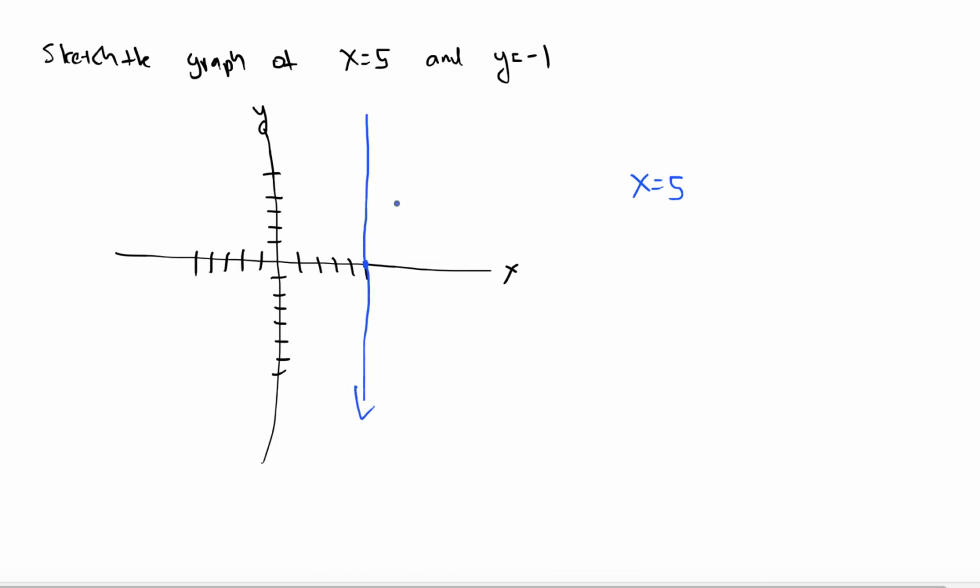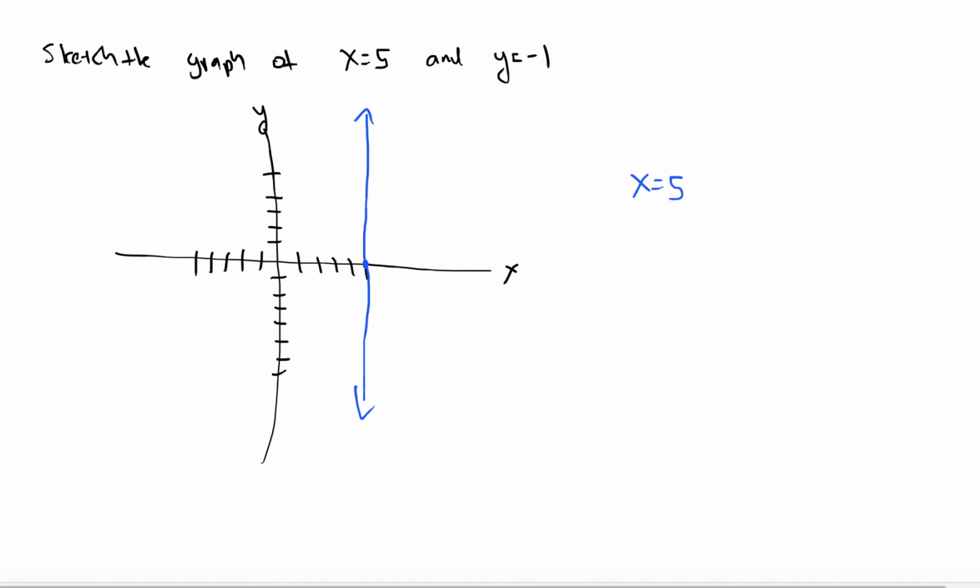Because there's no y value, what this is implying is that x is always going to be equal to 5, no matter what y is. Remember, every point here, if you look at this graph, every point here has some y value, but x is always equal to 5.